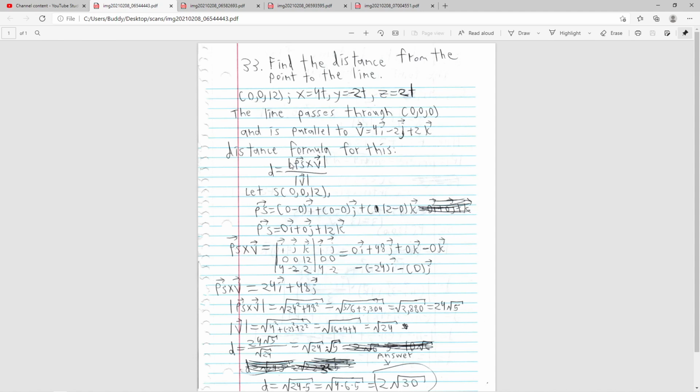But d equals the magnitude of the cross product PS cross v, divided by the magnitude of vector v. So we want to find the distance from the point 0, 0, 12 to the line, and we have parametric equations again right here: 4t, negative 2t, and 2t. The line passes through 0, 0, 0 and is parallel to that.